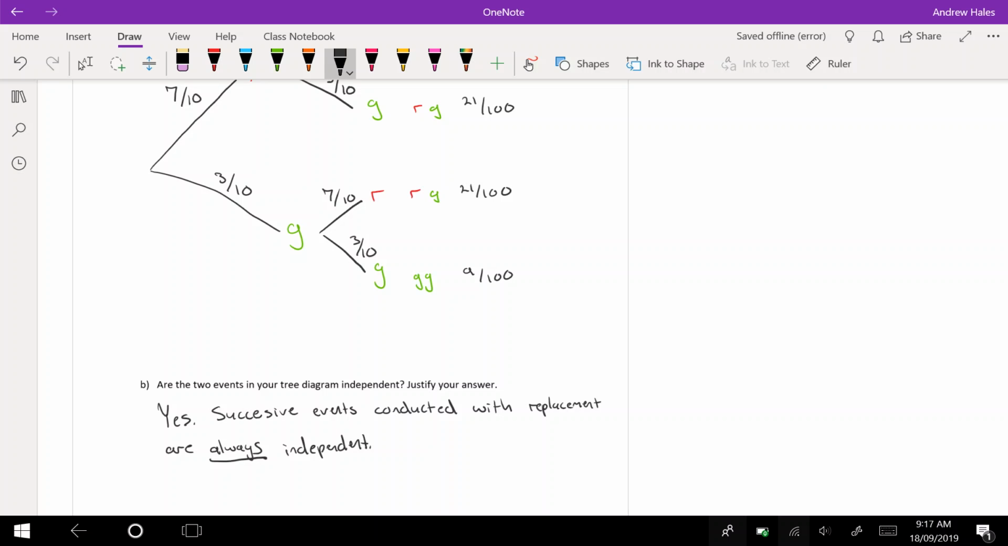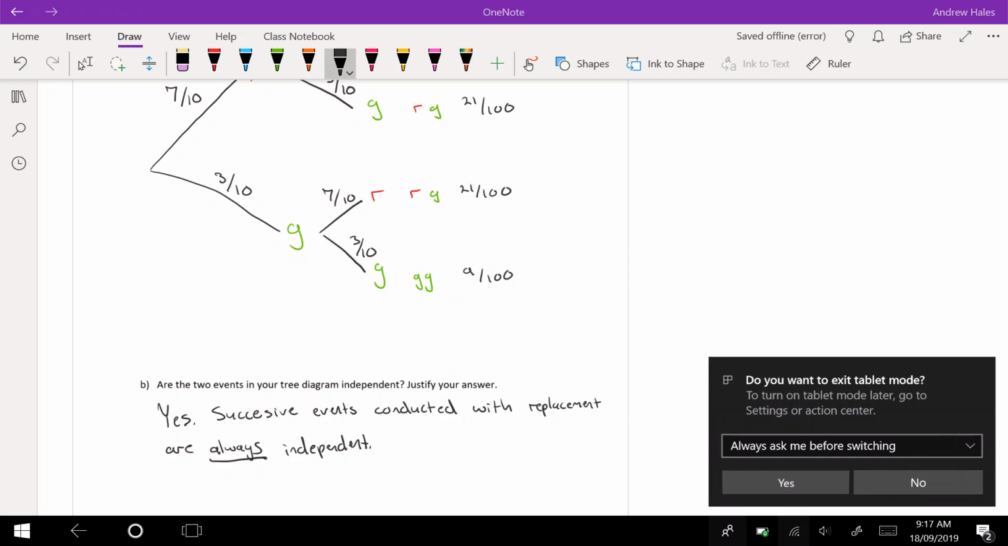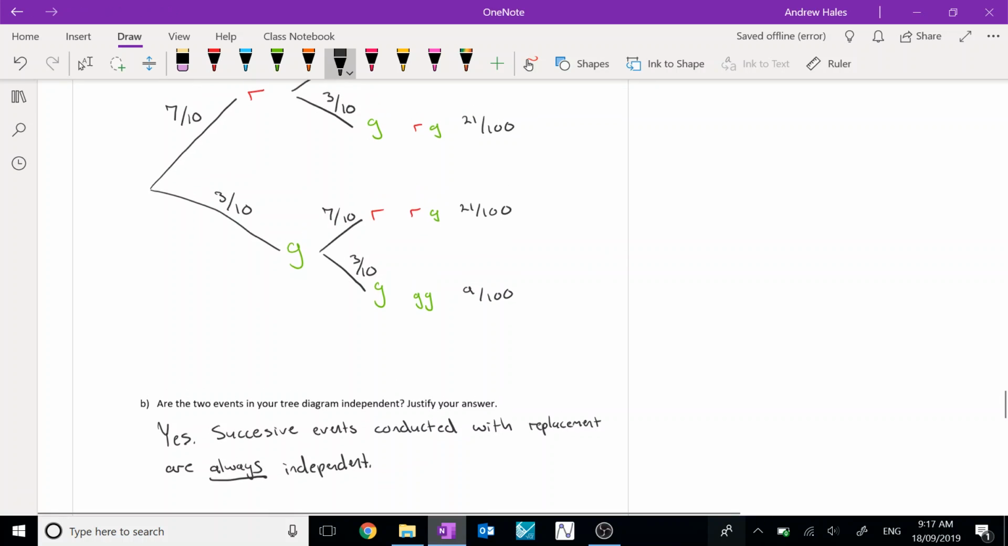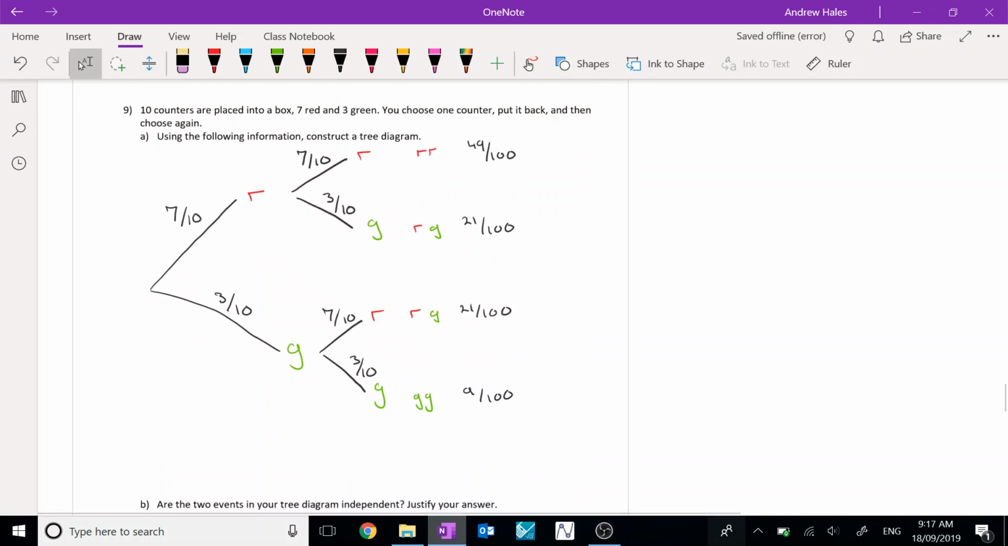So what I mean by that is when we have 2 events that are straight after each other, when we have a counter, then we pick another counter straight away. When they're being conducted with replacement, they're always going to have the same probability between the 2. We see here that it's 7 out of 10 with that red the first time, and it's also 7 out of 10 again. The probability of R, given R already, is 7 out of 10. Since they're equal to each other, they're independent. It doesn't matter what you do first. If you put it back in, you're going to have the same amount of options at the end. So therefore, they're independent.